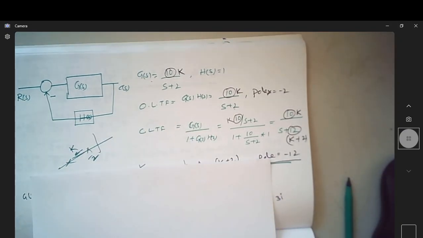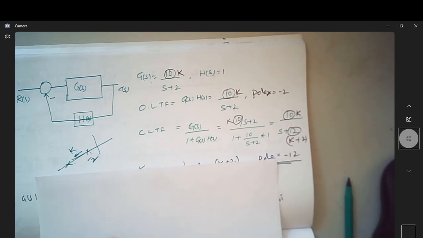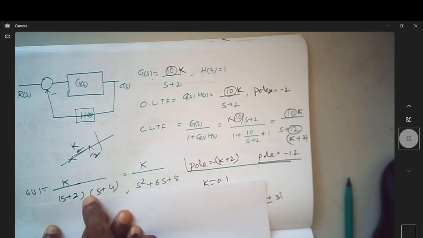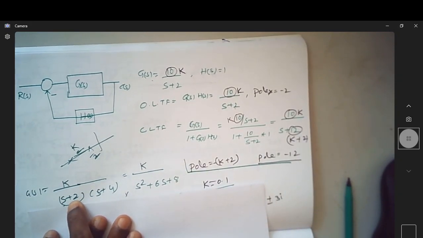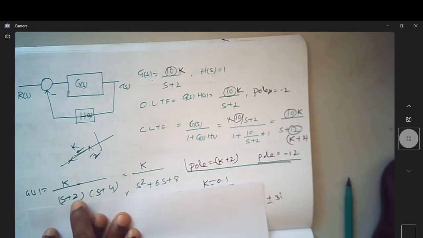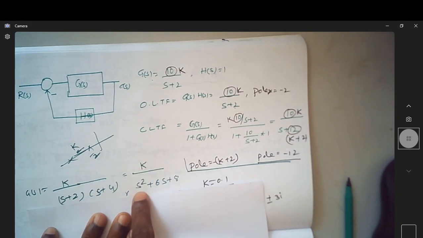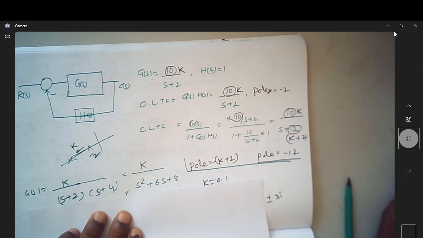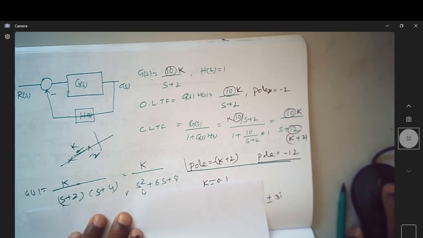So let us see one more transfer function. Let us have a transfer function where you have two poles, one at minus 2 and the other at minus 4. So the transfer function becomes k by s square plus 6s plus 8. Just keep this in mind. Please write this transfer function: it is k by s square plus 6s plus 8.